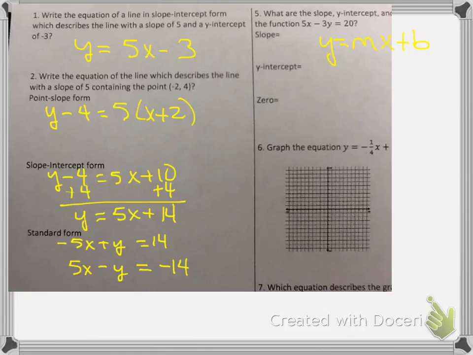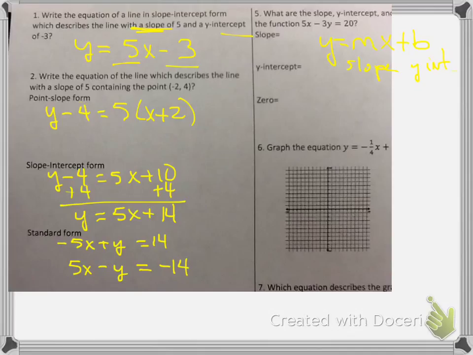So if I've got a slope, my slope is my m, and the y-intercept is my b. So all I got to do is put the 5 here and then minus 3 here, negative 3, whichever. And that's it. And there you go.